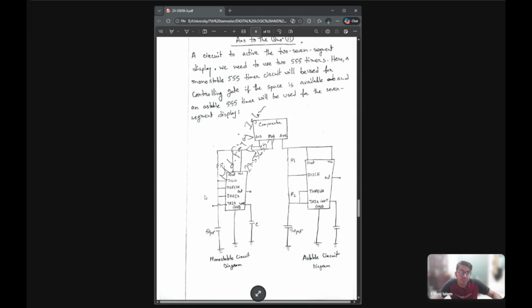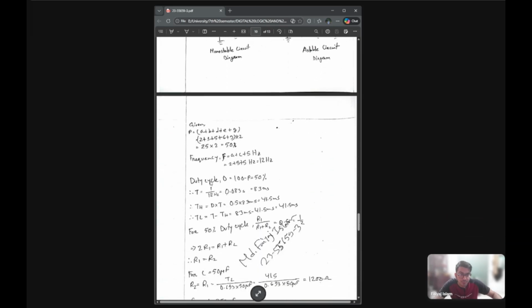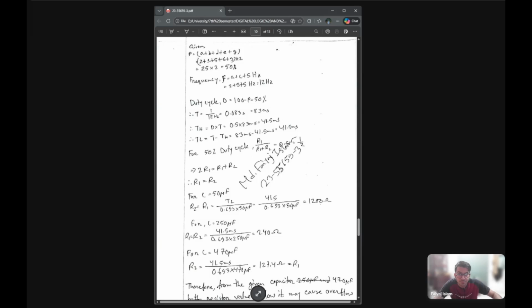I selected capacitor values of 50 microfarad to ensure timing stability. Precise timing was required for the blinking effect. Using my ID variables, I calculated the following parameters: P equal to 50 and frequency of 12 Hz. The duty cycle is 50%.